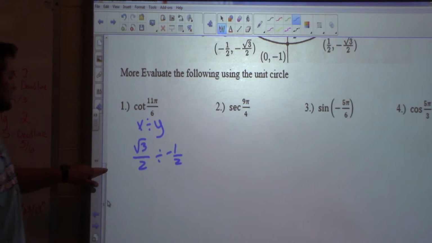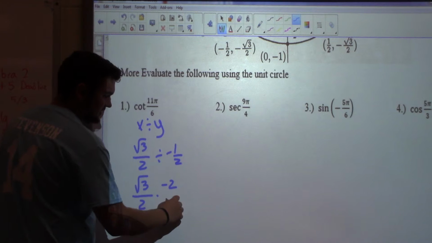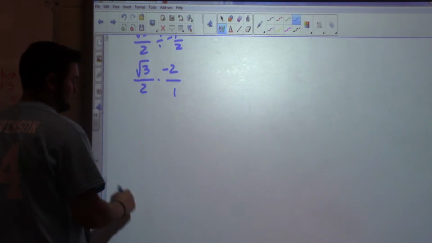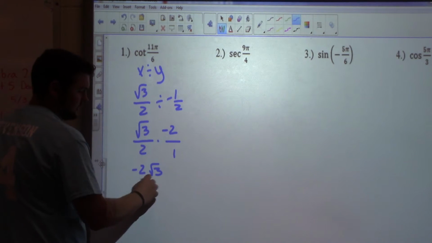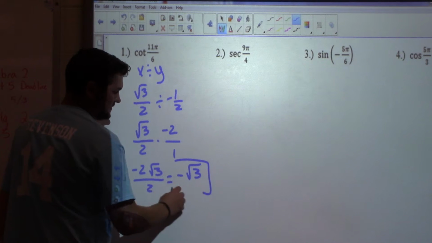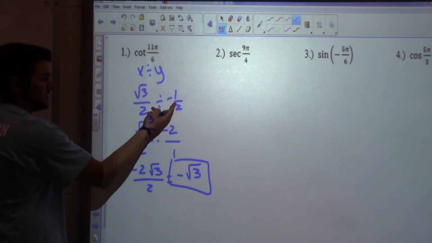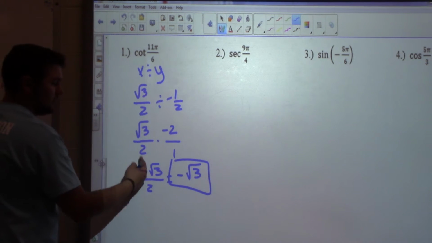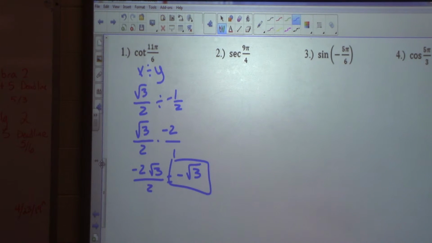Well, do we divide by fractions? No, we multiply by the reciprocal. So square root of 3 over 2 times -2 over 1. Well, -2 square roots of 3 over 2 is the same as negative square root of 3, or negative square root of 3 over 1. Don't divide by the fraction. Multiply by the reciprocal. Multiply tops, multiply bottoms, and then we reduce to negative square root of 3. Does that make sense?